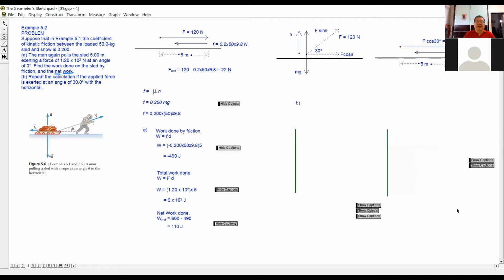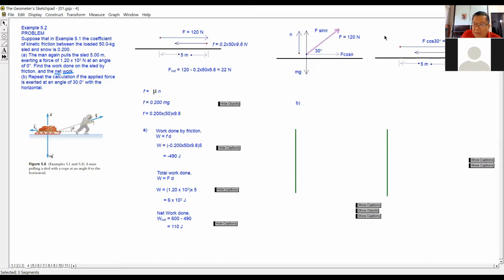Although we go through the same process, the situation is different now. Why do I say the situation is different now? We look at the force diagram, right? The force diagram, this arrow here. You look at this arrow here. The force exerted by the man is acting at an angle of 30 degrees with the horizontal.